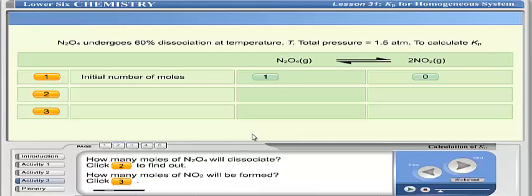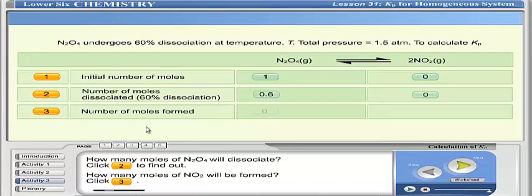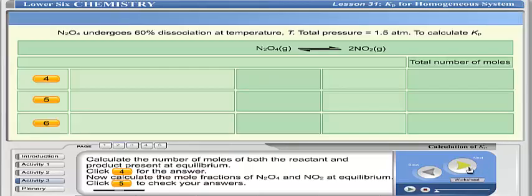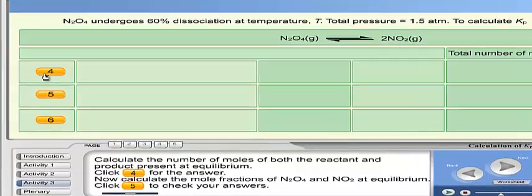How many moles of N2O4 will dissociate? Click the button to find out. How many moles of NO2 will be formed? Click the button 3. Calculate the number of moles of both the reactant and product present at equilibrium. Click the button 4 for the answer.